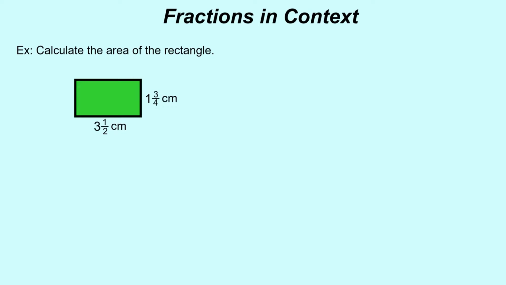If we look at the first example, calculate the area of a rectangle. Yes, it's a rectangle question, it's an area question, but it involves fractions. You still deal with it the same way you would normally deal with an area question. To find the area of a rectangle, we know the formula is length times breadth, or some slight variation on that formula. So what we're really looking at is 1 3/4 times 3 1/2. This question is telling us to multiply those two fractions together.